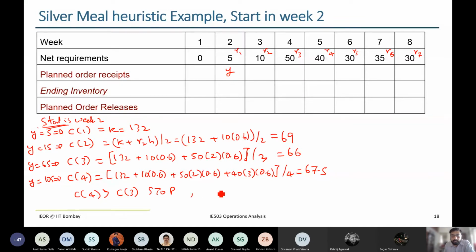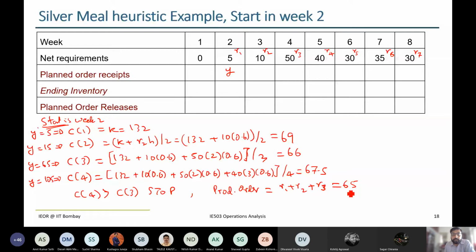And we said that production order will be equal to R1 plus R2 plus R3. In this case, R1, R2, R3, we have defined it as here, you can see there, which will be equal to 65 units. So in this case, Y will be equal to 65.